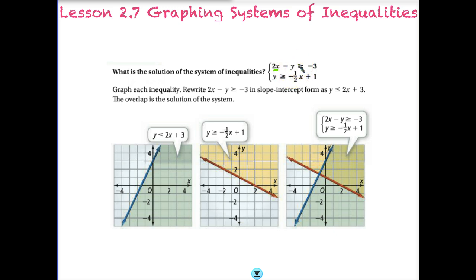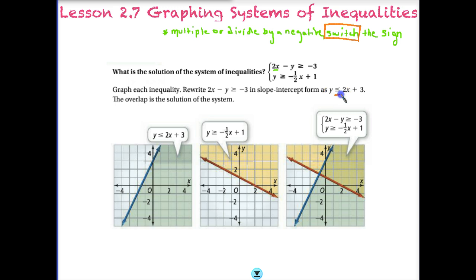But remember, the key thing for you guys, I don't want you to forget, and it's going to be really important when you graph, is that anytime you multiply or divide by a negative number, you need to switch the sign. And that'll be really important because if you don't switch the sign, you won't shade in the correct location. Okay, so I wrote it up here on the top for you guys. Multiply or divide by a negative, switch the sign. And that's what they did down here.